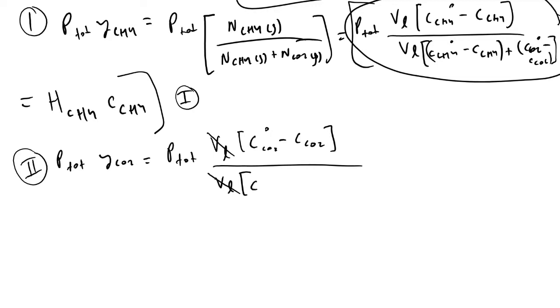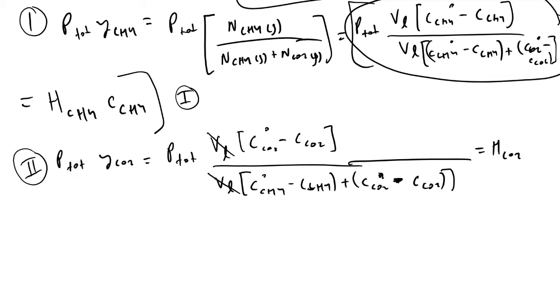And we're going to divide this by the total number of moles that exist in our gas phase, which is equivalent to the total number of moles that have left the gas phase. C_CO2 naught minus C_CO2, and this is equal to H_CO2 times C_CO2.